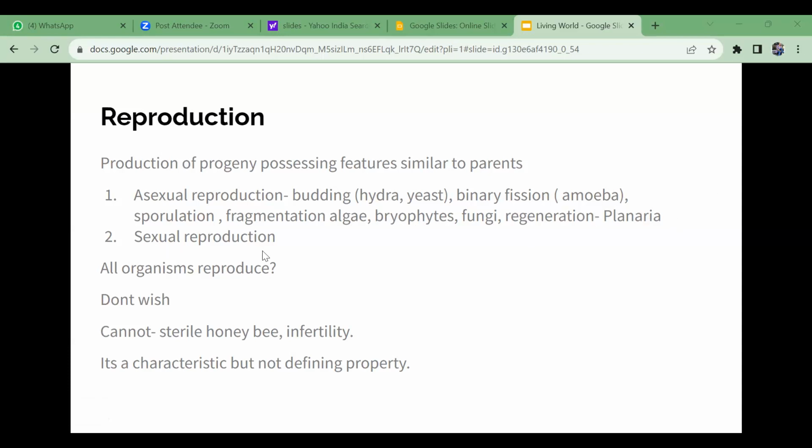Sexual reproduction: all organisms reproduce? No, it's their wish. Some cannot reproduce, like honeybees. The female worker bees are infertile. So it is a characteristic but not a defining feature. More than characteristic, you have to say it is an exceptional feature. Okay.